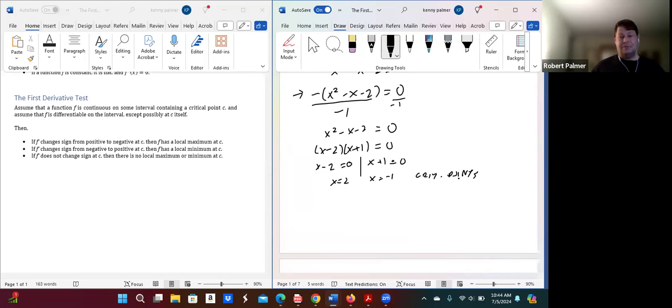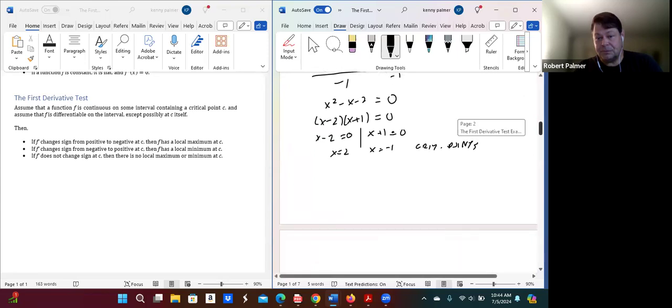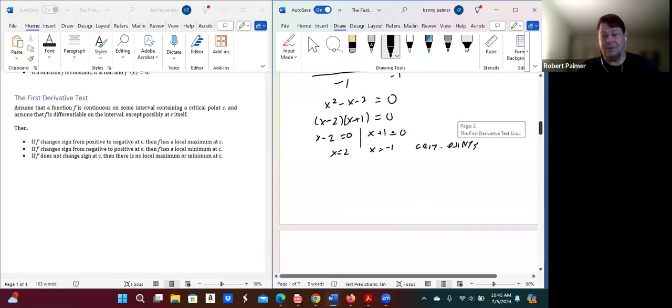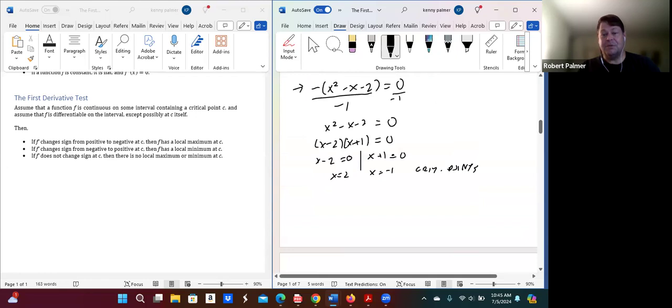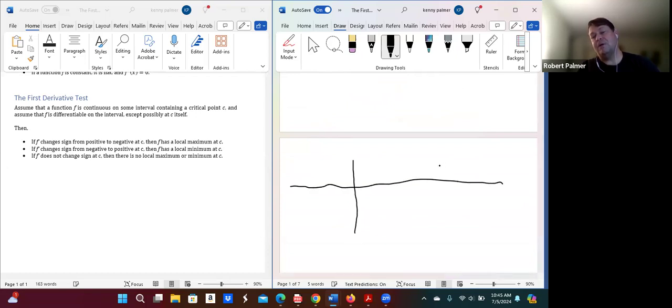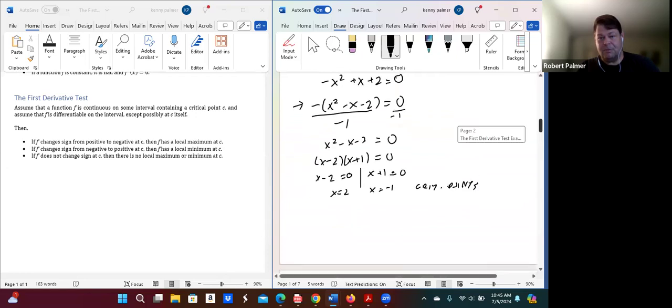All right, how we're going to figure this out is we're going to set up something called a sign chart. It's one way to help us visualize and understand exactly where the derivative is positive and negative. Remember, this is our derivative, so the sign of this is going to determine whether it's positive or negative. What I want to do is, we have two critical values. We're going to separate our real line at our critical values, so we have one at -1 and 2.